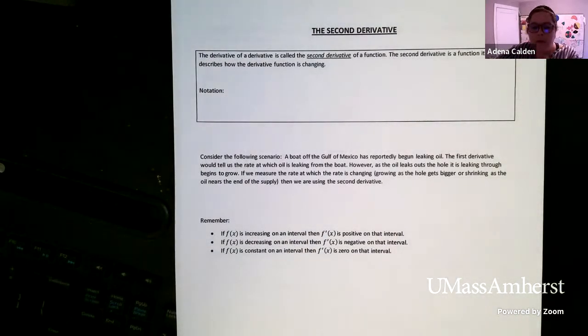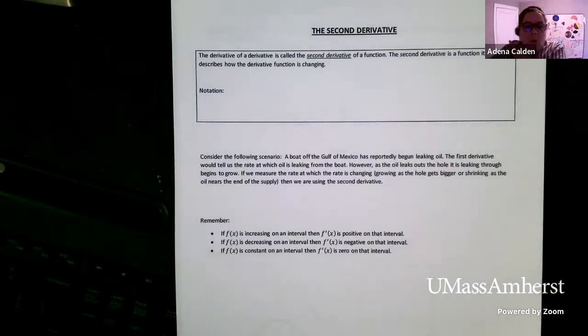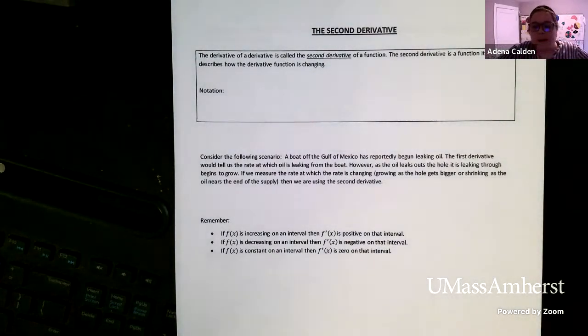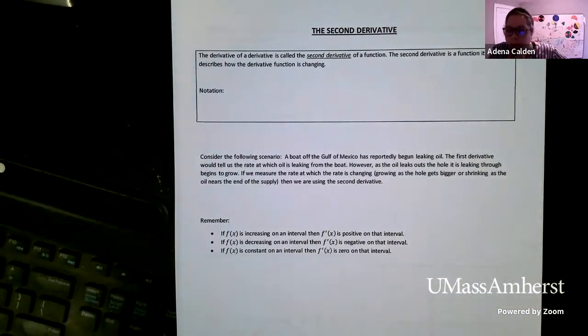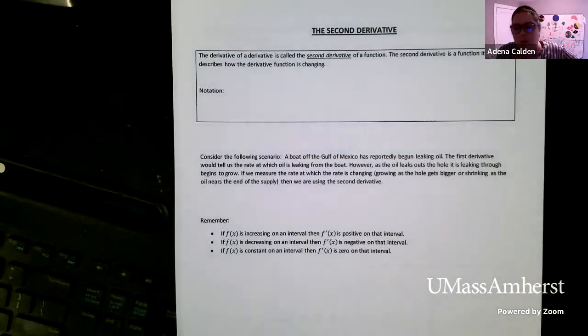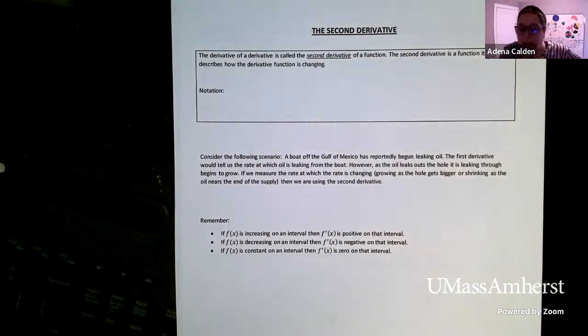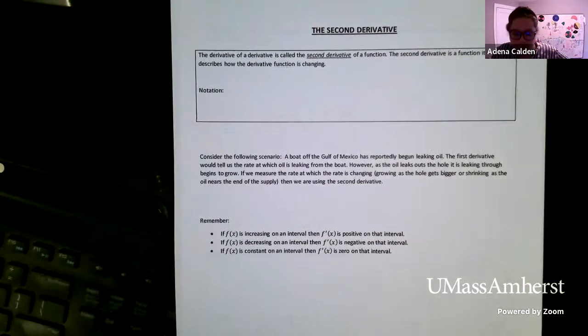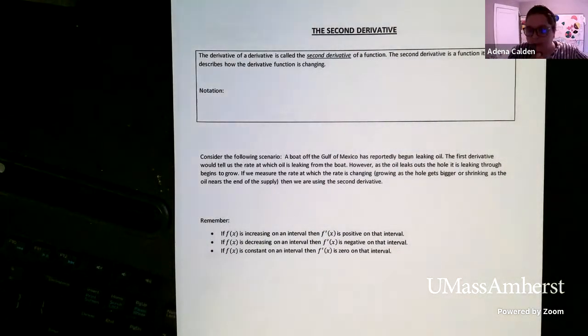You may remember that BP had a pretty big oil spill, I don't even know how many years ago now, 12 years ago. Oil was leaking out of the boat, and environmentalists and scientists and people in all sorts of agencies were trying to figure out how long it would take for all of the oil to leak out of the boat, because this was going to be a crisis situation for ocean life.